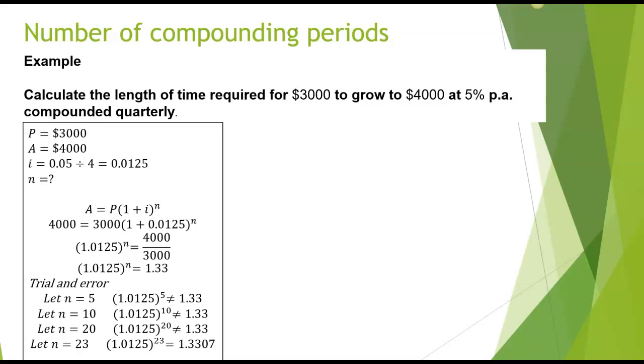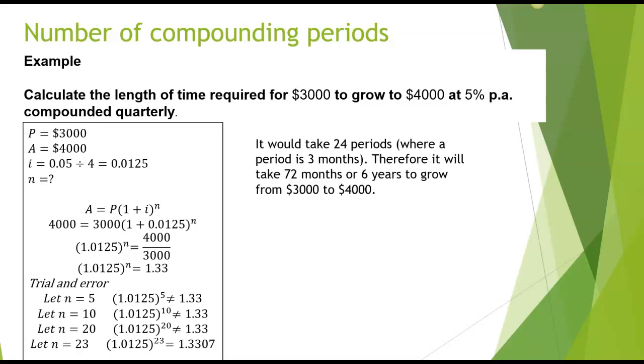So using trial and error, I can see that it would take 24 periods because I'm not quite at 3, right, where a period is 3 months. Therefore, it will take 72 months or 6 years to go from 3,000 to 4,000.